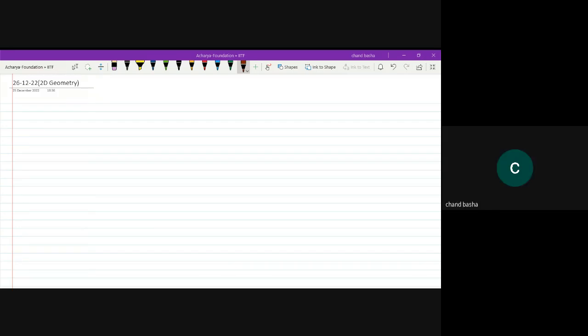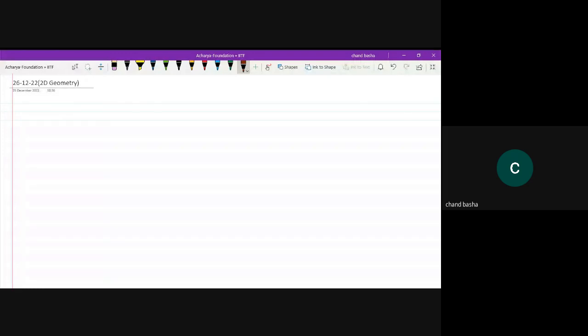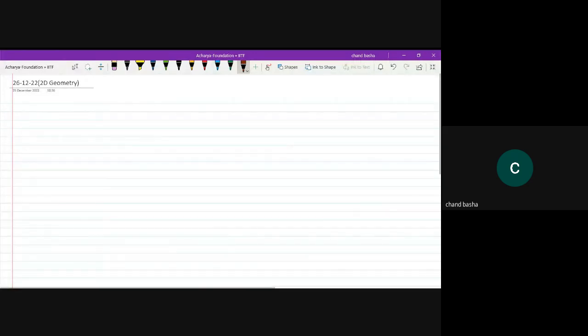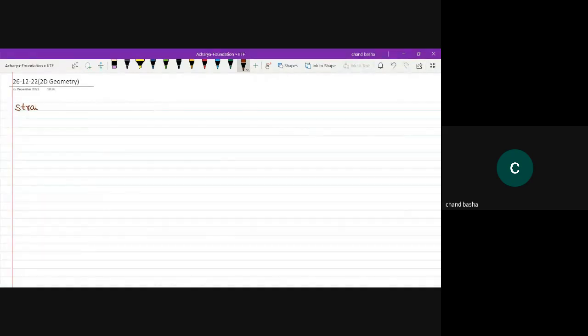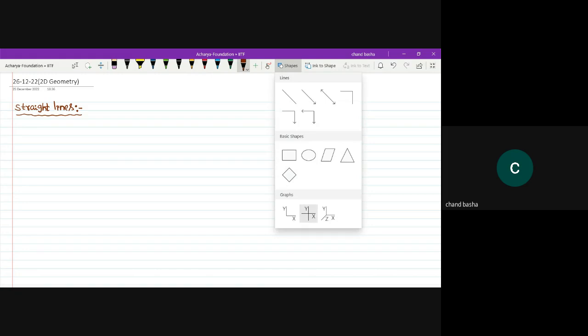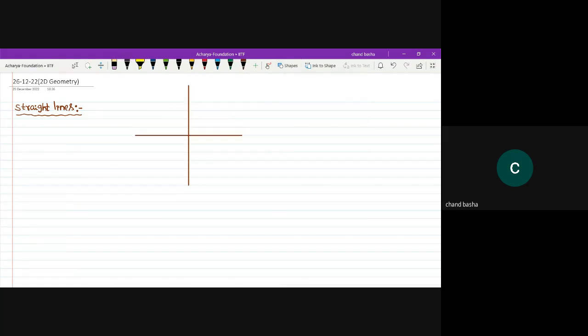So we'll go for the next point. That is the straight line. The next point is the straight lines. So we have various forms of the straight lines. First, if I'm observing the coordinate system, guys, let's have the coordinate system. Is it an x-axis? Is it y-axis? This is the horizon where the lines are intersecting.